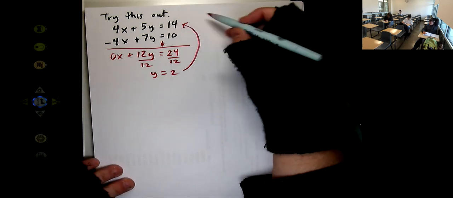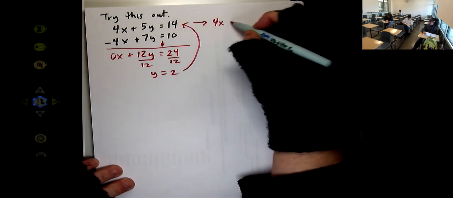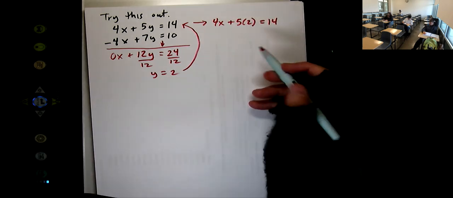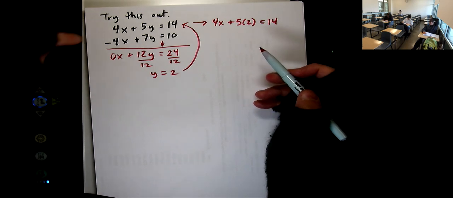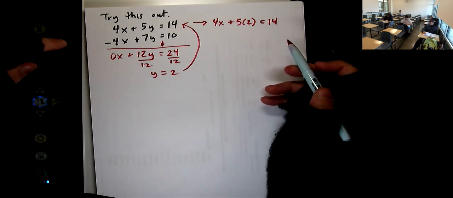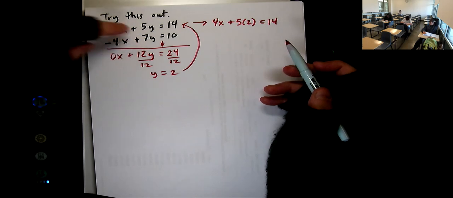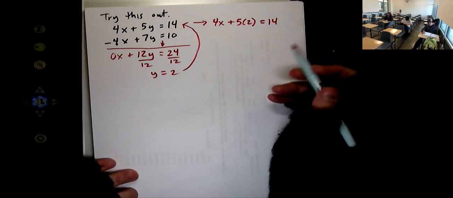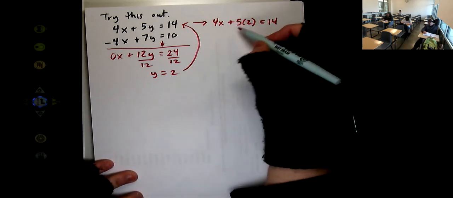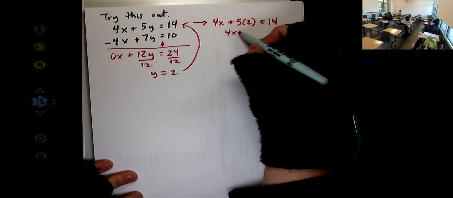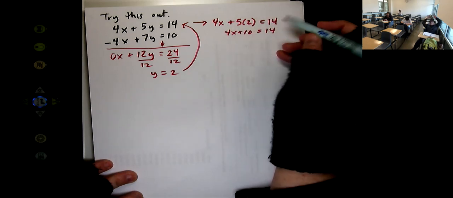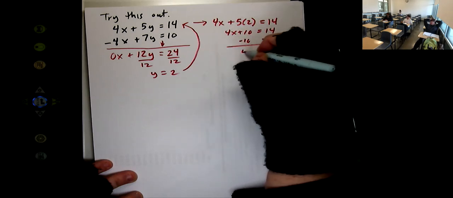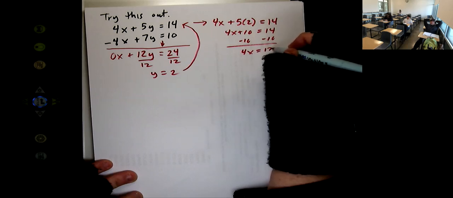If I stick in y equals 2, I've got 4x plus 5 times 2 equals 14. I could have stuck it into the other one, but I chose the one that has a positive x on it. I don't like having negative signs on my coefficients if I can avoid it. This is 10, so I've got 4x plus 10. Subtract 10. We get 4x equals 12.